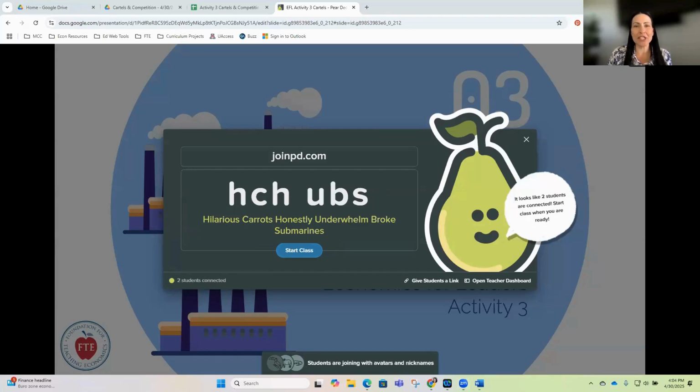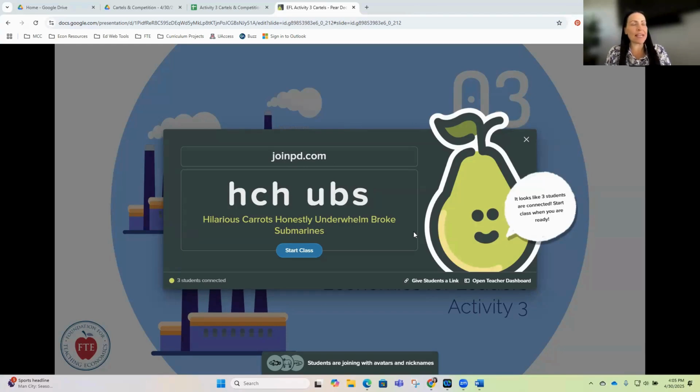Tonight, I am excited to share with you an FTE classic. If you've never run this activity, it has applications in history, macroeconomics, microeconomics. There's usually a place you can find to fit this fun activity that's called Cartels and Competition.